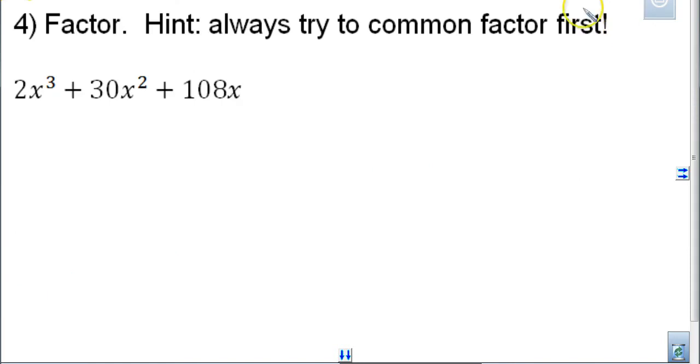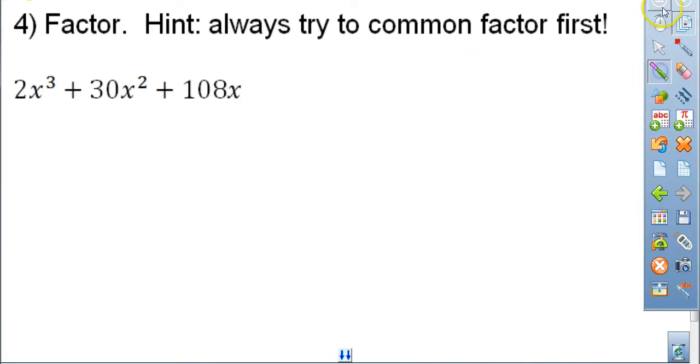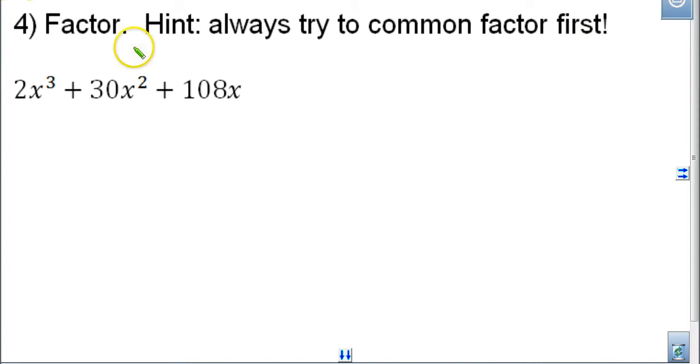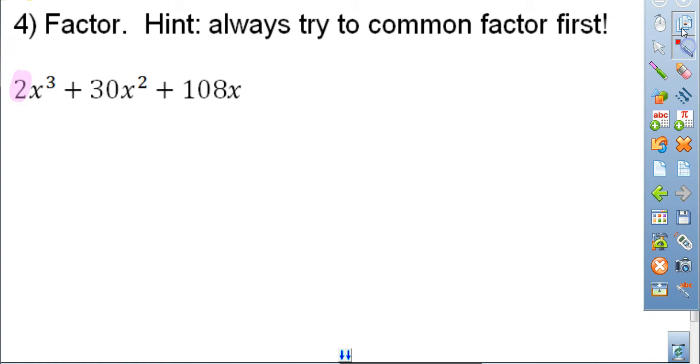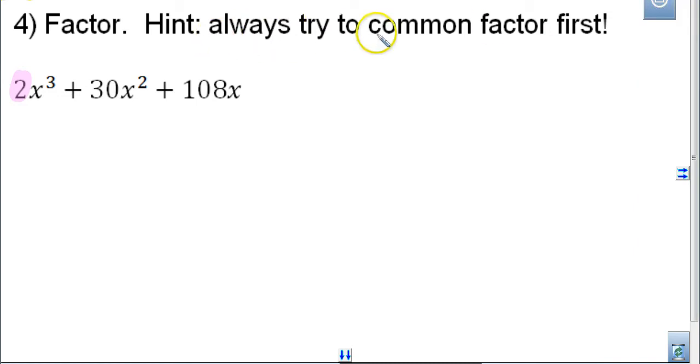Alright, so last example. Now this one's a little bit different than the others. I said that a simple trinomial is only if there's no coefficient on the x squared term. So we do have a coefficient this time, and we also have x cubed. We don't have x squared. So it's not quite the same thing as we did before. But here's a hint. Always try to common factor first. That's why I like to cover it first, because it should always be our first step. All three of these terms can be divided by 2x.